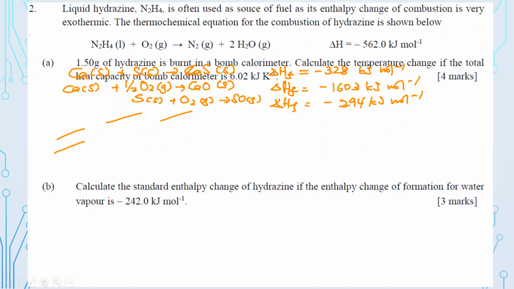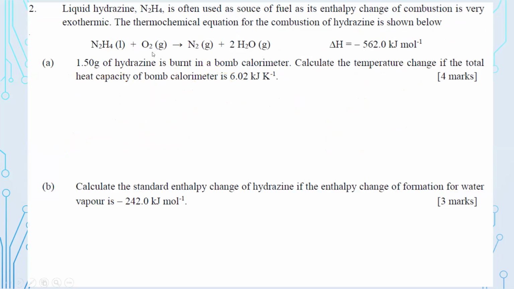Okay, question number 2 sounds like this. Liquid hydrazine, N2H4, is often used as a source of fuel, and the enthalpy change of combustion is very exothermic. The thermochemical equation for the combustion of hydrazine is shown below. We have N2H4 plus O2 give N2 plus 2H2O, so the enthalpy change is negative 562 kilojoule per mole. So 1.50 gram of the hydrazine is burned in the bomb calorimeter. Calculate the temperature change if the total heat capacity of the bomb calorimeter is 6.02 kilojoule per Kelvin.